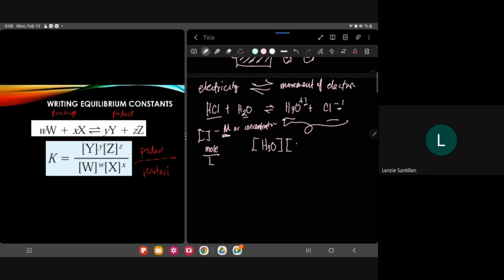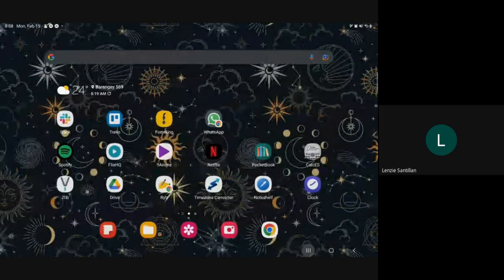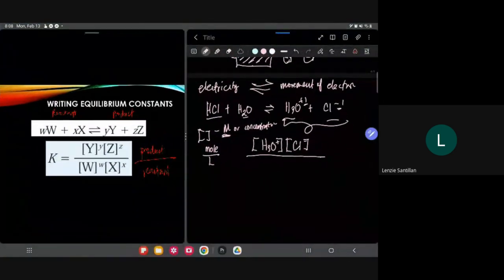So H3O times our chloride, with your charges, plus and negative, divided by our reactant. So this will be your constant, which is given. Divided by our reactant, which is the hydrochloric acid. Wait a moment, you might get confused. Let me move this.